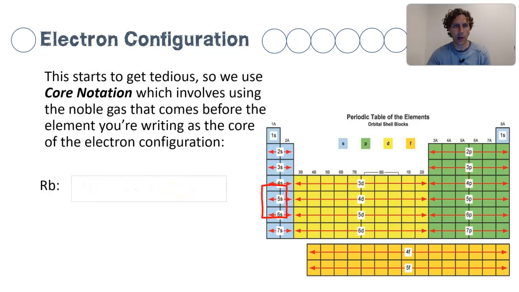Okay, what about if we're doing rubidium? Again, that would be a lot of writing if we're doing the full electron configuration. But we can backtrack to this one. Okay, and then from there, it's just going to be 5s1. So this noble gas here is krypton. You can look on your periodic table, and then 5s1.